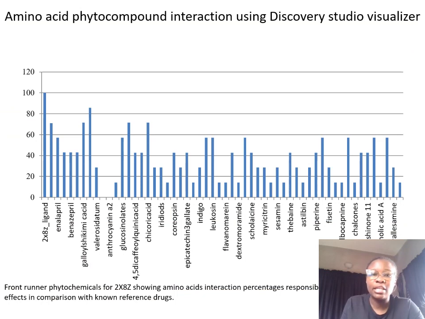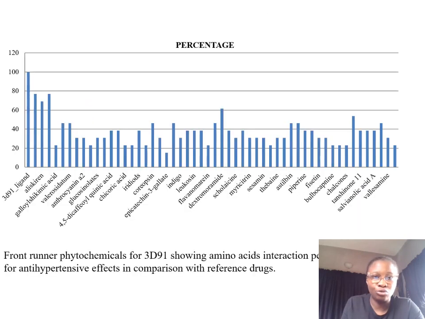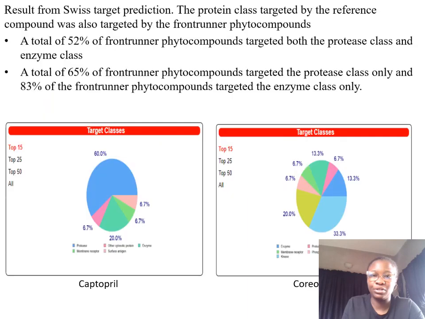From this graph, you can see enalapril and benazepril were our reference compounds that we are comparing them with, and the front-runner compounds showed very high percentages in comparison with these drugs. Same with this, we used aliskiren for the renin, and they showed very good percentages in comparison with this drug. Then for the SwissTargetPrediction, our classes of interest were proteins and enzymes, and 52% of these frontrunner phytocompounds targeted both of them, 65% targeted only proteins, and 83% of them targeted the enzyme only.